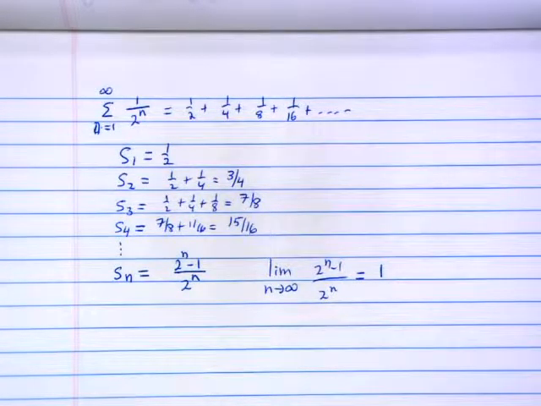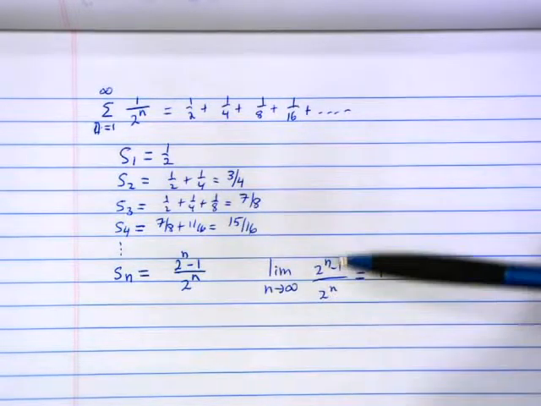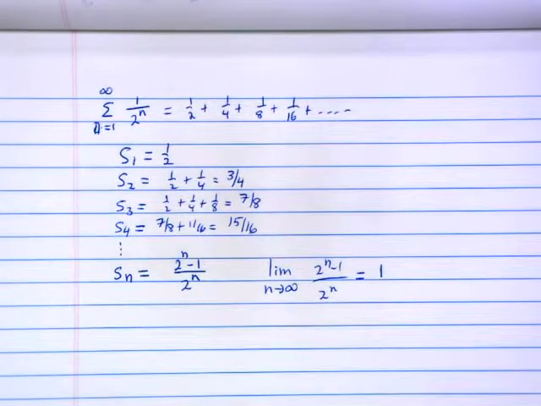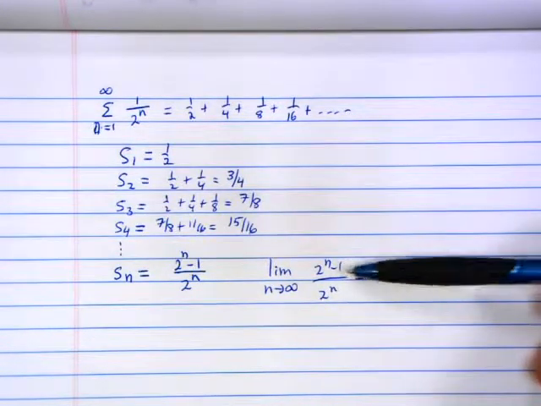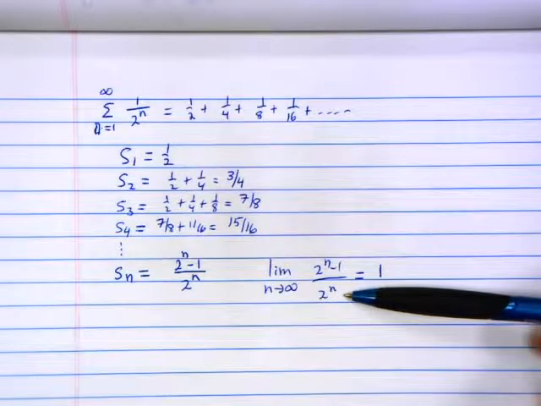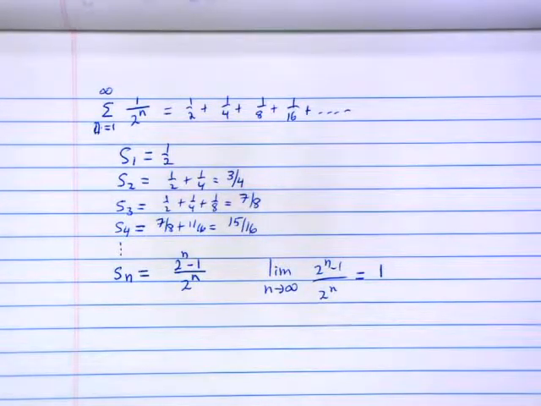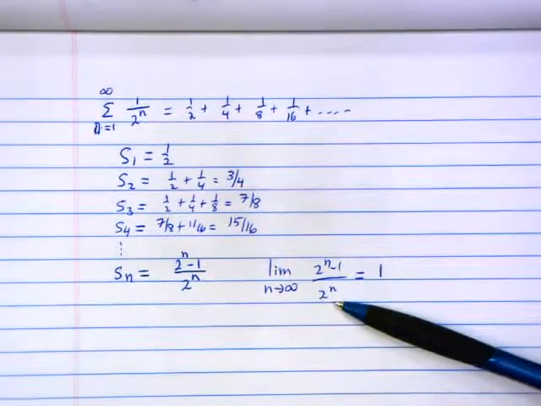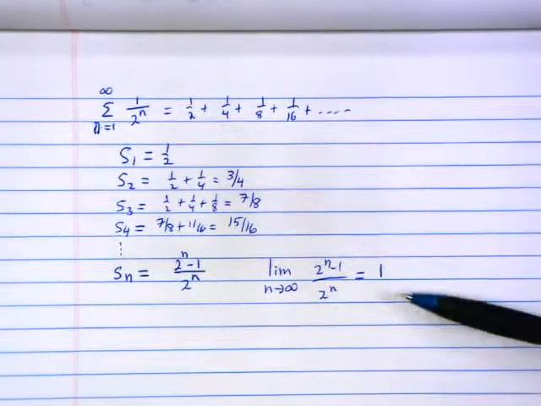If you don't like that argument, use L'Hopital's rule. What can you tell me about the derivative of the bottom and the derivative of the top? They're going to be exactly the same because the derivative of the 1 is going to be 0. What's the derivative of 2 to the n? It's 2 to the n ln 2. Just like the derivative of e to the n is e to the n. If you have a 2 to the n, you get a 2 to the n, but then you've got to fix it with an ln 2.